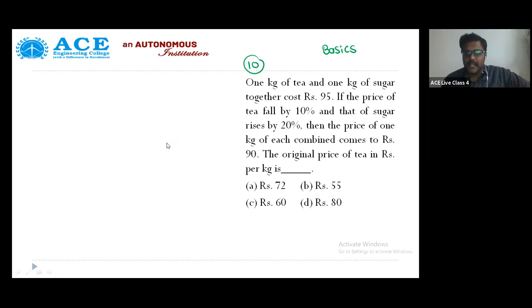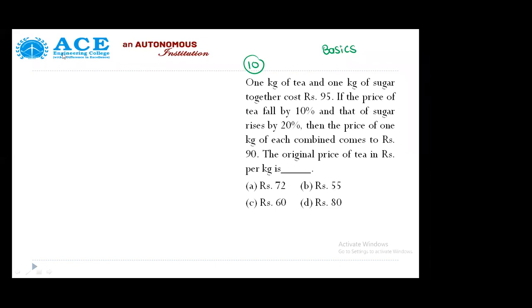1 kg of tea and 1 kg of sugar together cost 95 rupees. If the price of tea falls by 10% and the price of sugar rises by 20%, then the price of 1 kg of each combined comes to 90 rupees. The original price of tea in rupees per kg is what? Okay, just see the question carefully. Try to solve this.